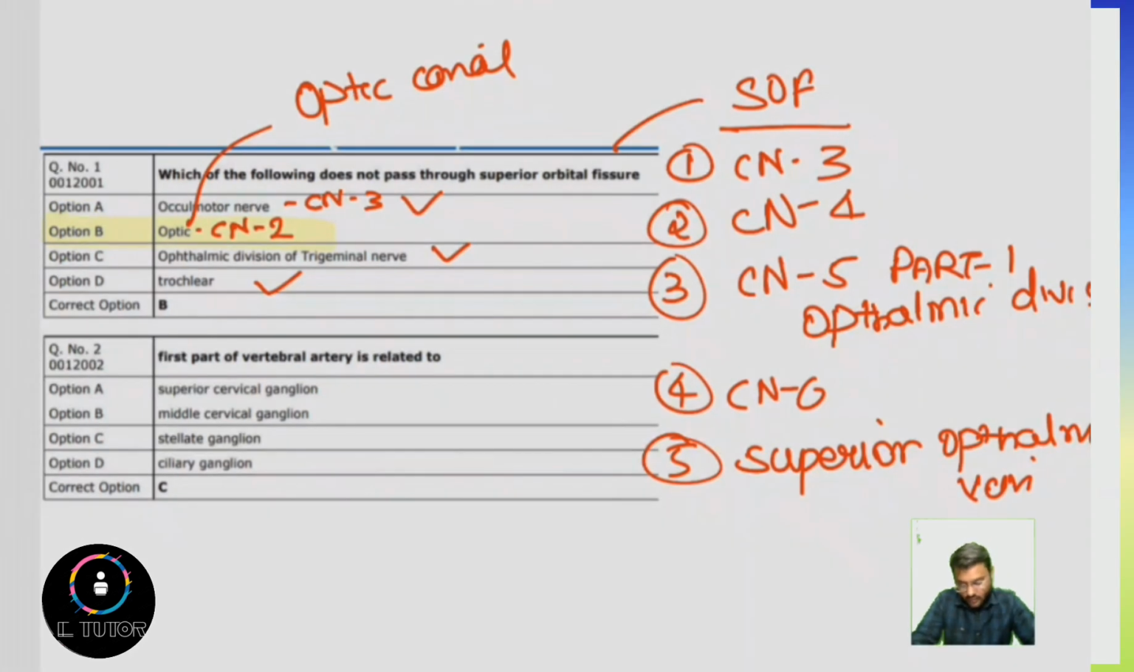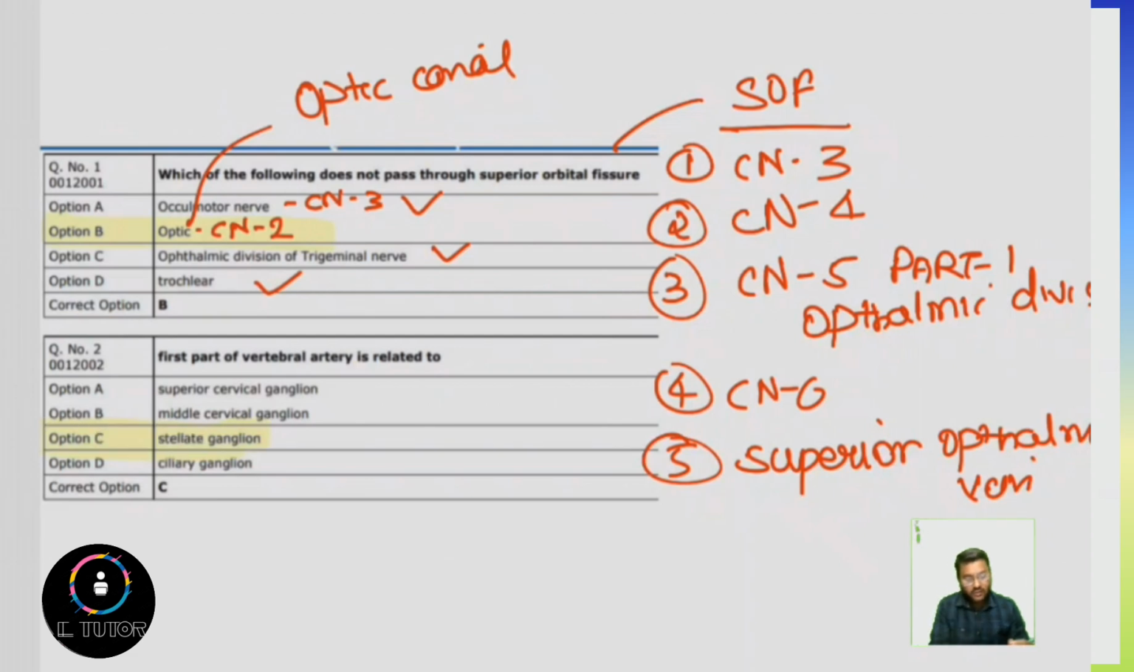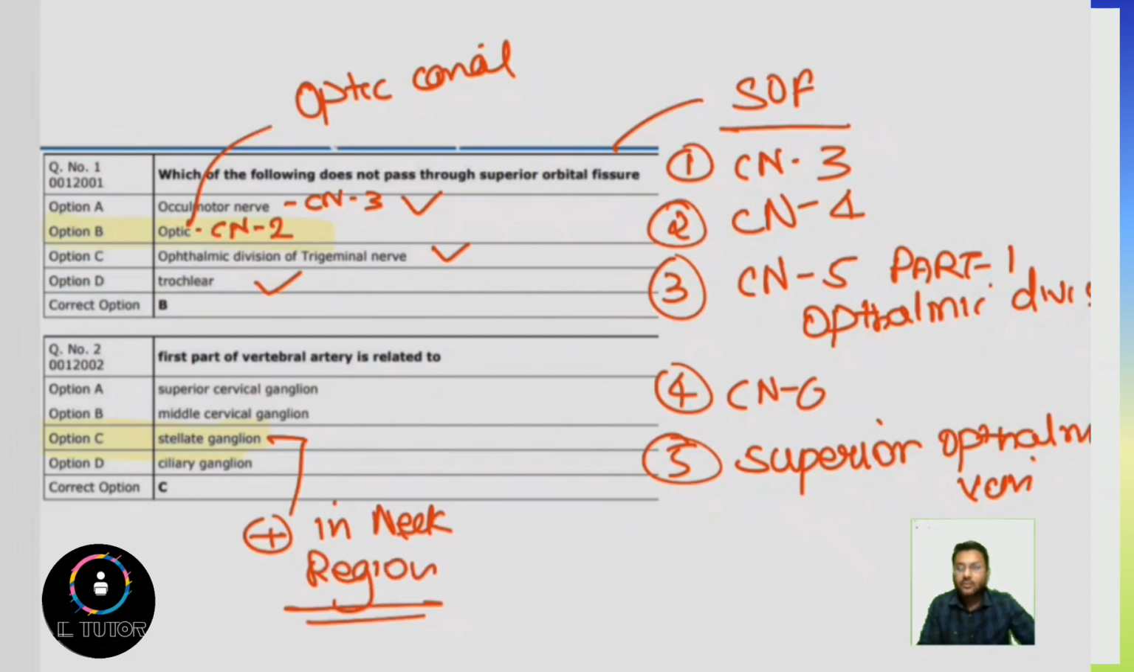Next question is the first part of vertebral artery is related to. So the first part of vertebral artery is related to the stellate ganglion. The stellate ganglion, which is present in the neck region, is where the vertebral artery starts. So the first part of the vertebral artery will be related to the stellate ganglion.